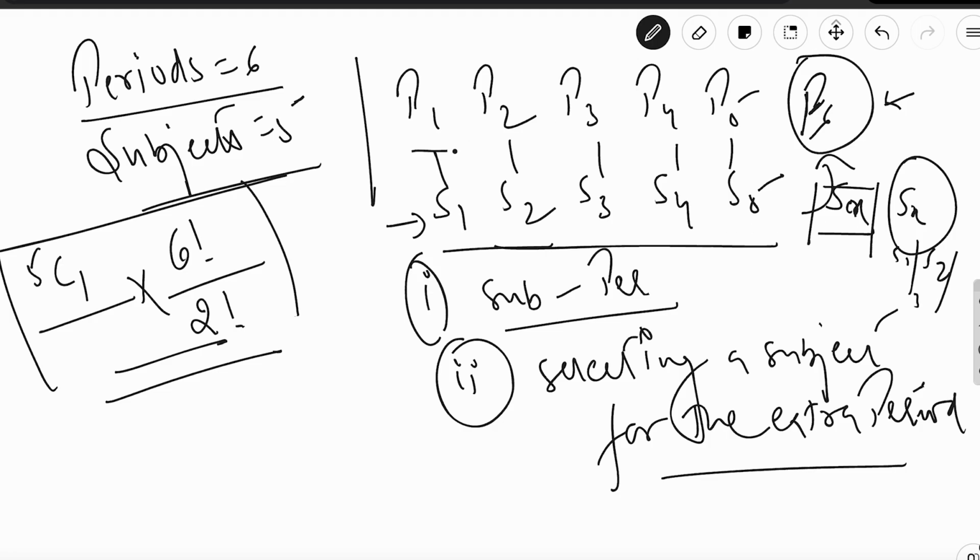So the total number of ways to arrange 6 subjects in 6 periods is 6 factorial. But we have one subject which is repeating, occurring twice, so we divide by 2 factorial. So these are the total number of ways.